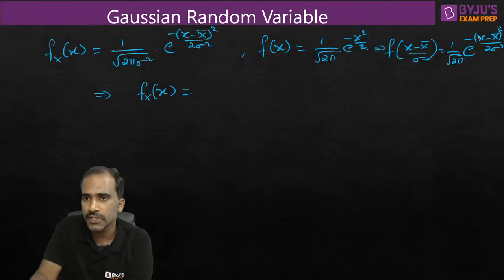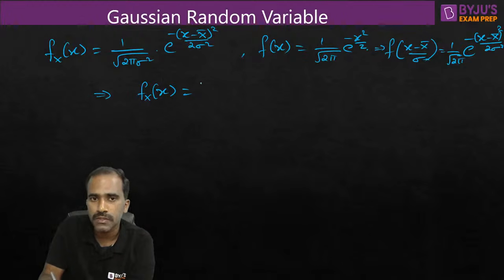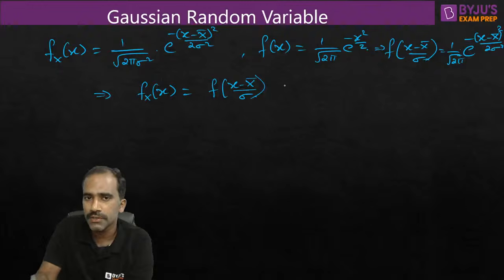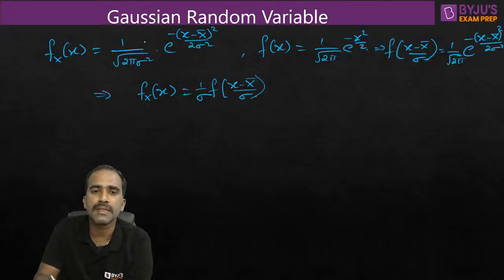So this function, when you divide it with sigma, or divide it with root of sigma square, that is when you get this function. So it is f of (x minus x bar) divided by sigma. This function, you just divide it with sigma. Once you divide it with sigma, this will be exactly the same as this function.